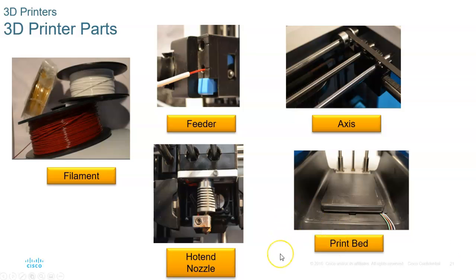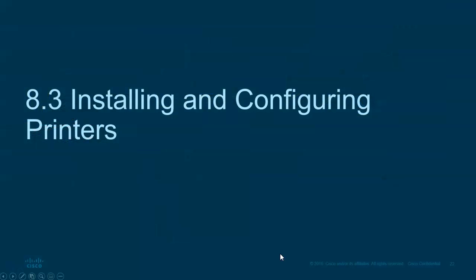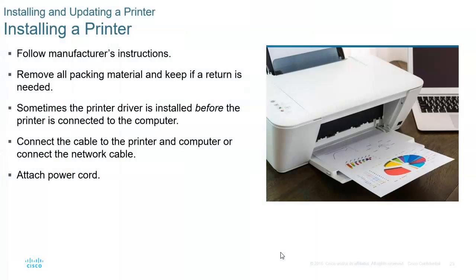So we've talked about different types of printers. We've talked about different printer parts. Now we need to look at installing and configuring. When you go to install a printer, it doesn't matter what kind of printer it is, you need to make sure that you follow the manufacturer's instructions. You need to know that they're packaged very well.